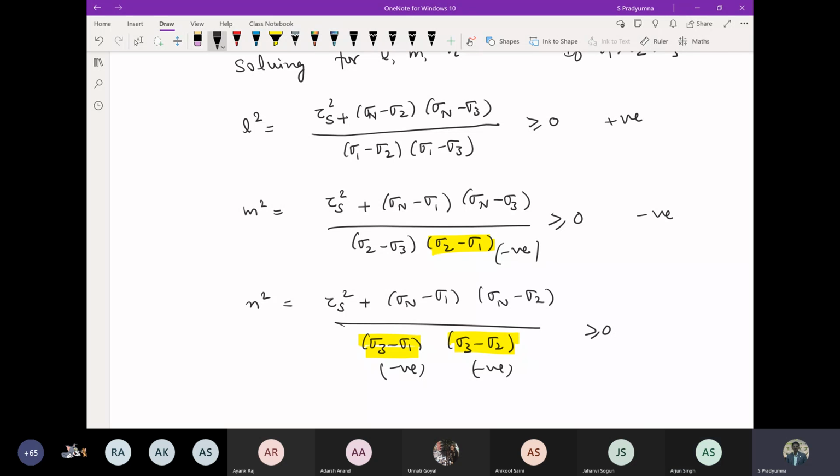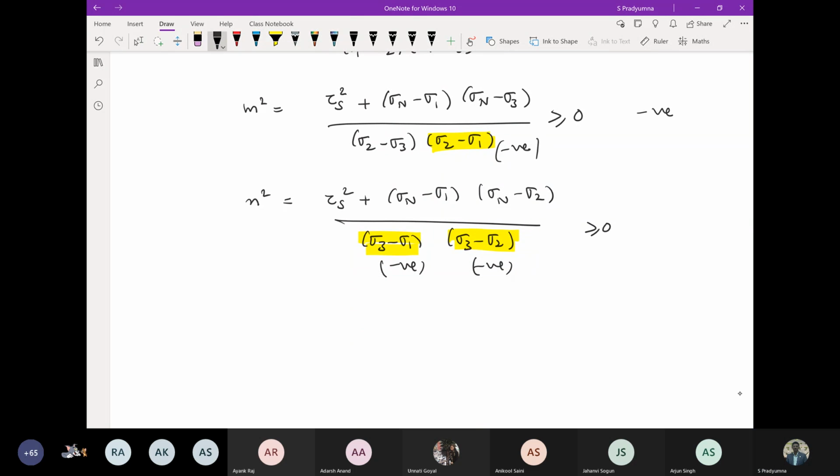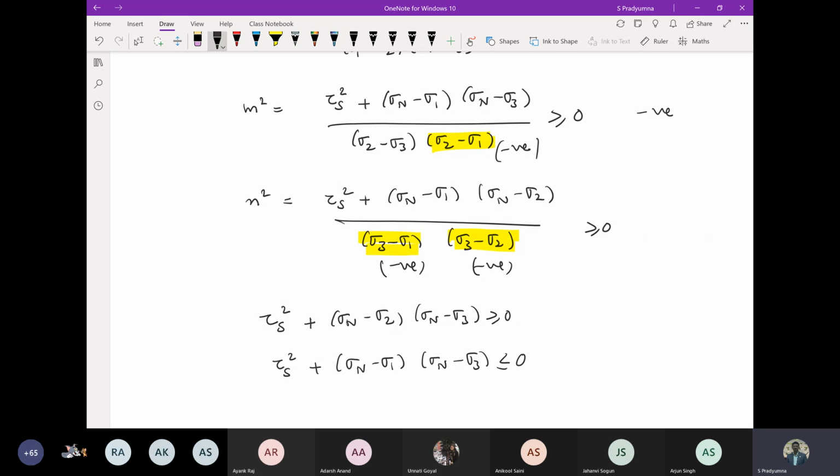That should also be negative, so that m square becomes positive or 0. Correct? And similarly, the third equation, the denominator is positive, therefore the numerator should also be positive. Therefore, I can write it as tau s square plus sigma n minus sigma 2 into sigma n minus sigma 3 should be greater than or equal to 0. I also write tau s square, second equation, sigma n minus sigma 1, sigma n minus sigma 3 should be less than or equal to 0.